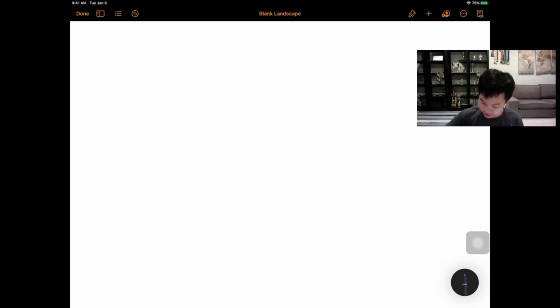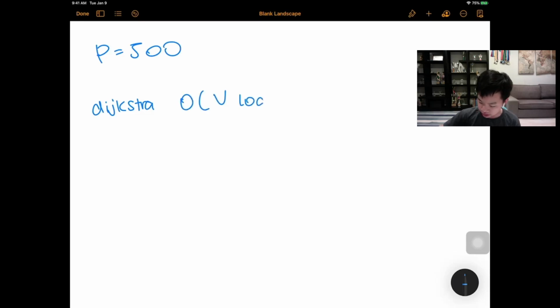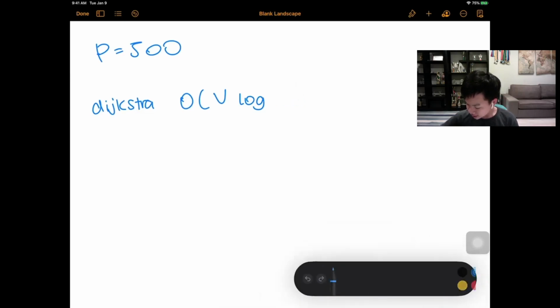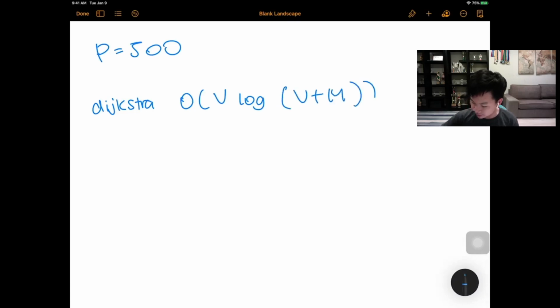Notice that there are only a total of 500 pastures. Let's review some shortest path algorithms. We know that Dijkstra runs in O(V log V + M), where V is the number of nodes and M is the number of edges.